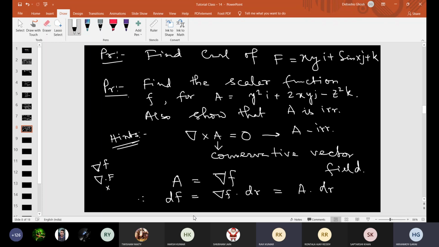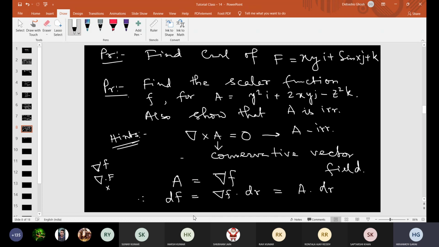A scalar function means a function of x, y, z. Yes, function of x, y, z. So 2x minus 2z. Sir, in the last problem, this A equals y square, how do we convert it into a scalar function? The last one.